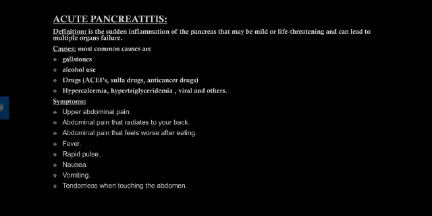What are the causes of acute pancreatitis? Gallstones, as 70% of cases of acute pancreatitis are gallstone related. Alcohol use, drugs including ACE inhibitors, sulfa drugs, anti-cancer drugs, hypercalcemia, hypertriglyceridemia, viral and others. Symptoms of acute pancreatitis include upper abdominal pain that radiates to your back, abdominal pain that feels worse after eating, fever, rapid pulse, nausea, vomiting, and tenderness when touching the abdomen.